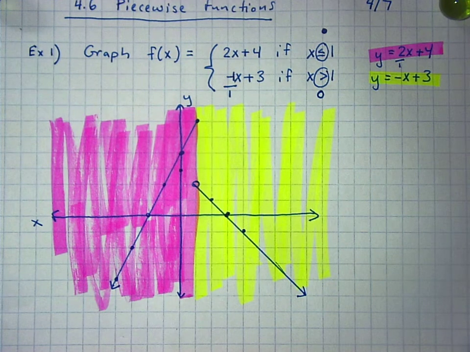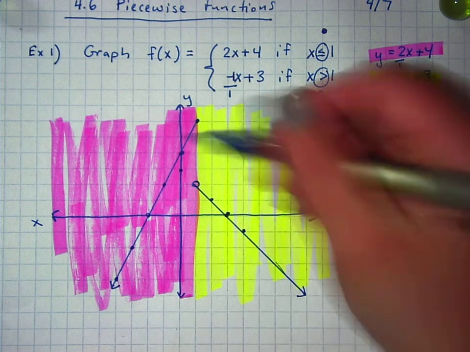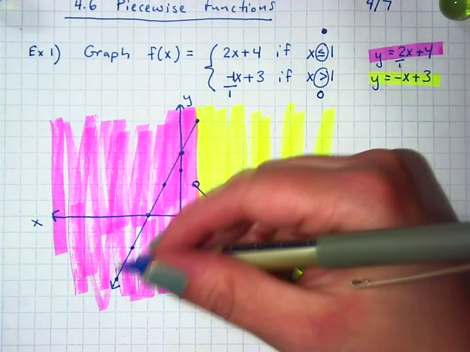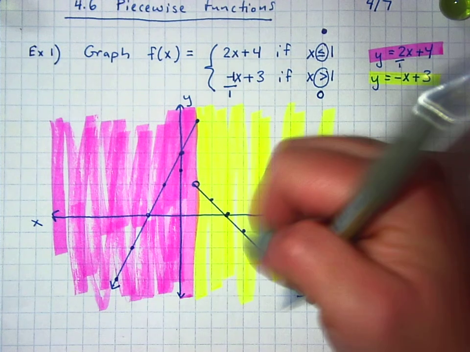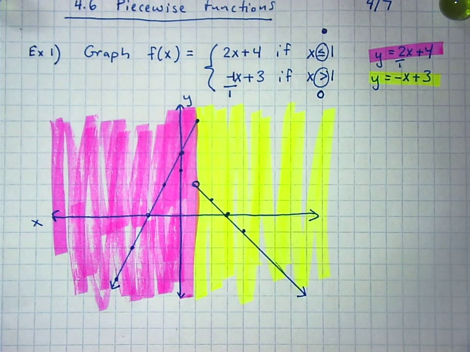So it kind of looks like two different graphs. One in the pink part and one in the yellow part. And that's what it's supposed to look like. They don't have to meet in the middle. One can go up, the other can go down. That's totally fine. Notice the arrows only go on the ends here. And that's how you graph a piecewise function.